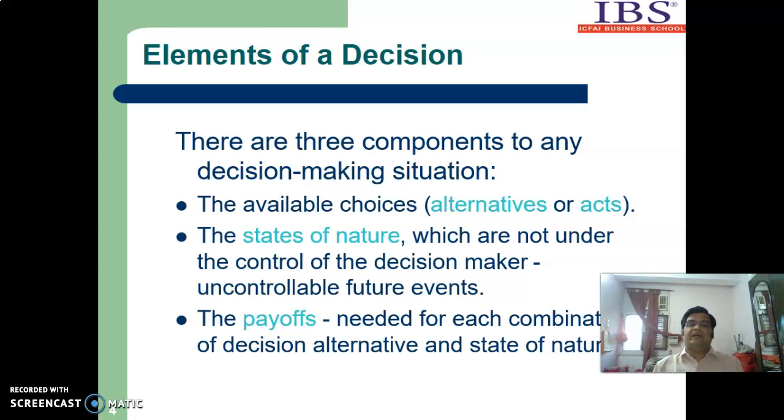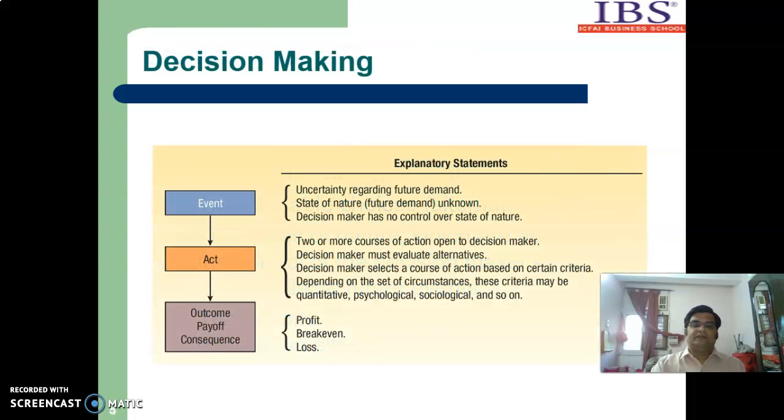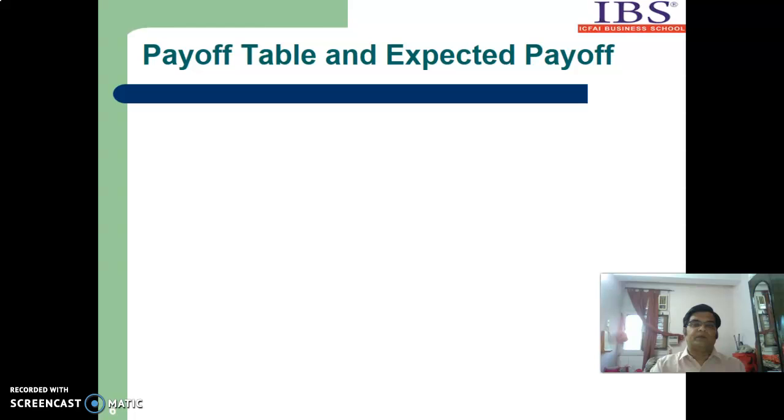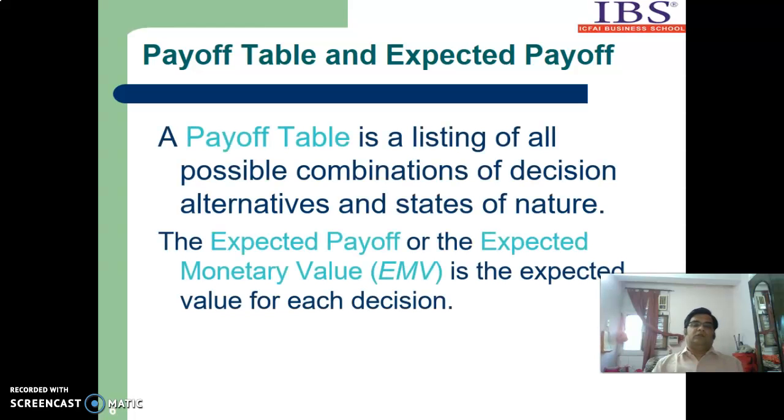So we consider these three elements in our decisions. Number one, we calculate alternatives. Number two, we try to understand what are the states of nature, and for a given act and for a given state of nature, what is the payoff? Payoff may be in terms of profitability, outcome, it can be loss also. So we'll see later on. Now, so let us understand.